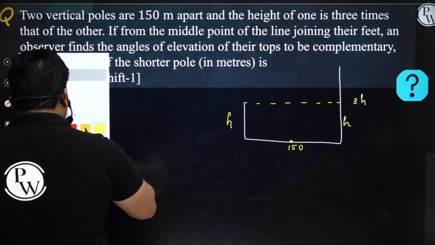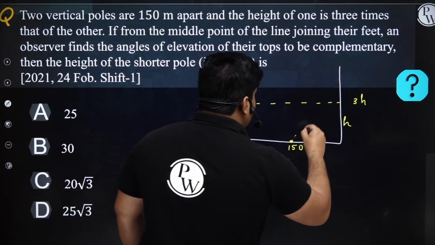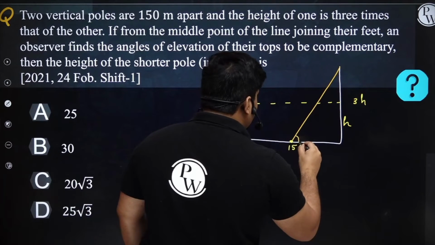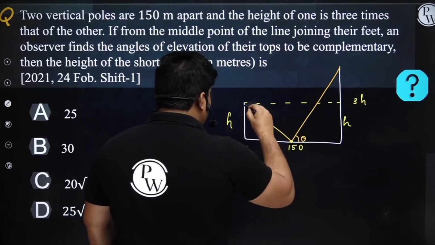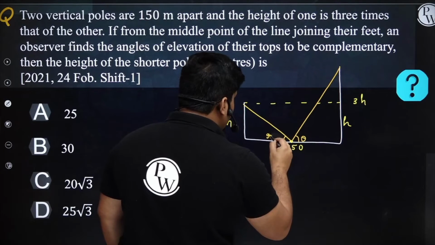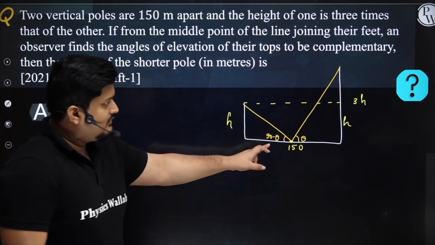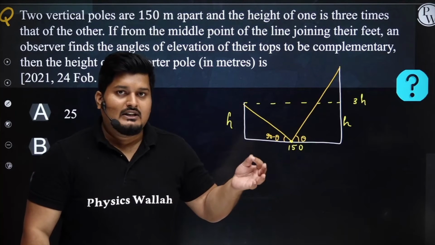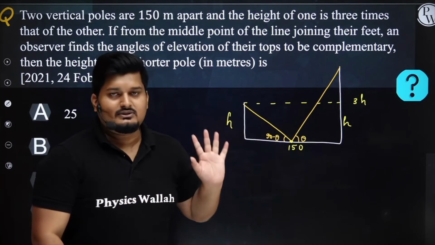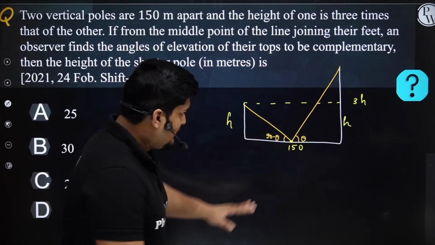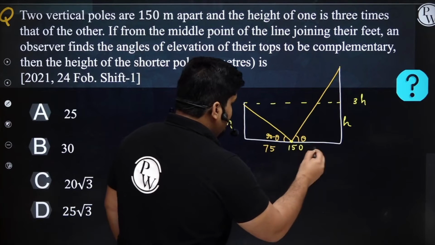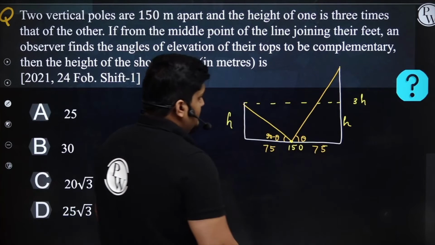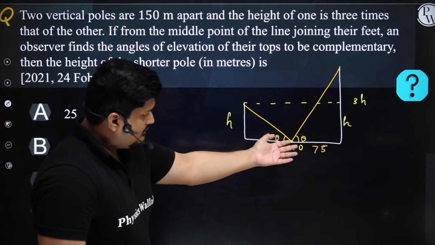Okay, so the angle of elevation is complementary. Suppose this is theta, so this particular angle is 90 minus theta. The angle of elevation of both the towers are complementary. So if this is theta, this will be 90 minus theta. And this is exactly the midpoint, so this is 75, this is 75. That's all. Now you just need to write those T ratios.